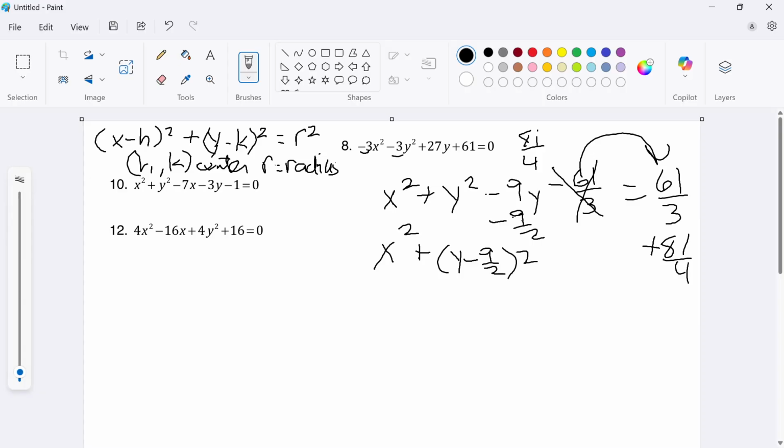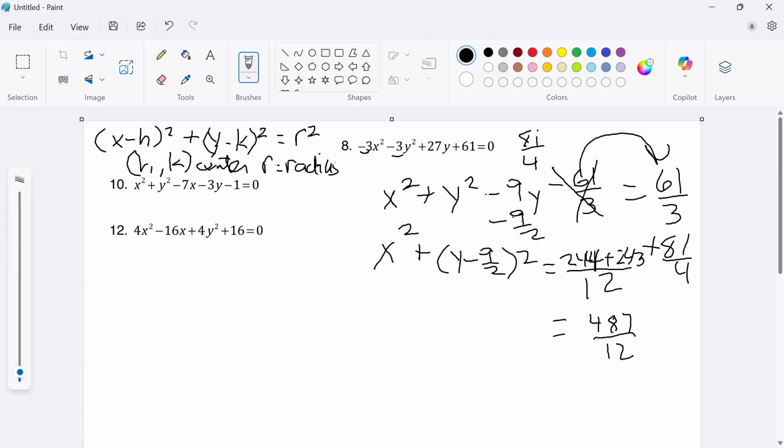What is 61 thirds plus 81 fourths? Well, common denominator is 12. 3 goes into 12 4 times. 4 times 61 is 244. And then 4 goes into 12 3 times. 3 times 81 is 243. So let's see, this equals 487 twelfths. I don't think that can be simplified at all.